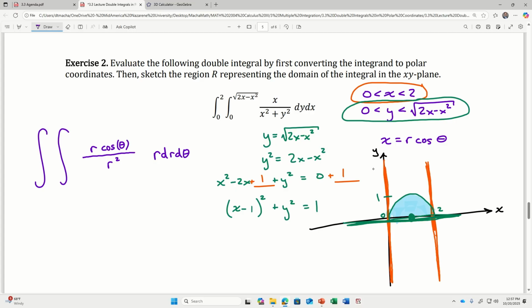So what is going to be the... Ooh, this is a tricky one, but you know, we're going to try. What is the lower bound and upper bound on theta? It's not 0 to pi.